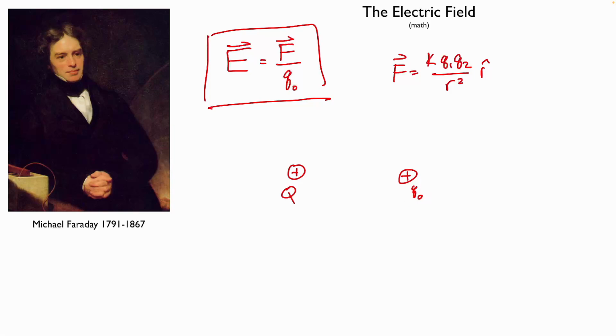And how does it do it? Well, if I write down Coulomb's law for this situation, that would be K, big Q, and then my test charge, and then R squared. Let's just do the magnitude for now, okay? And then if I write down the electric field magnitude, it's that force, K Q Q naught over R squared, divided by Q naught.